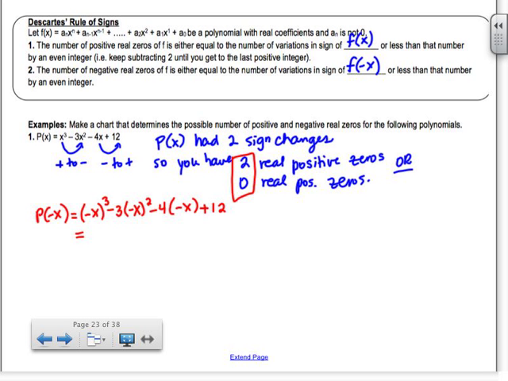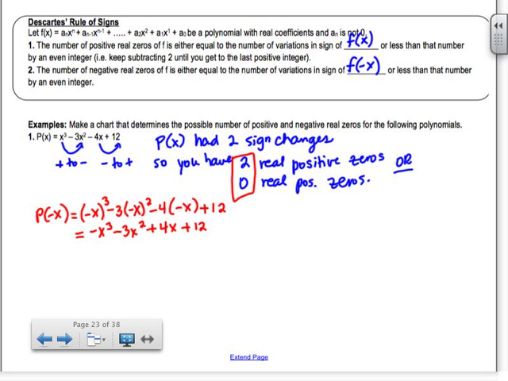So I have negative x being cubed. If I had a negative number cubed, it's negative. So you have negative x cubed. The next one, if I have a negative number squared, it's positive. So I just still have negative 3x squared, with the negative out in front of the 3. The next one I have negative 4 times negative x, so that's plus 4x. And the last is plus 12.